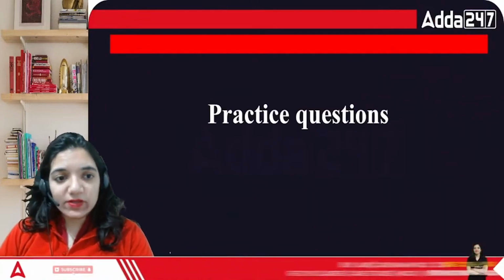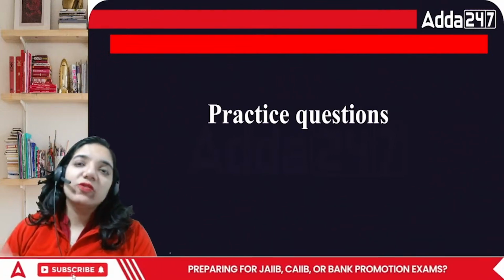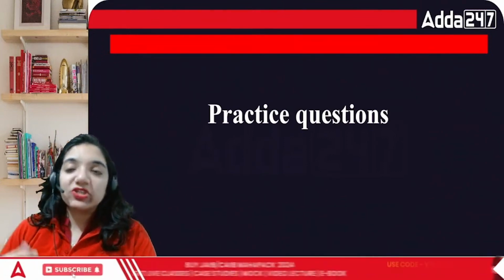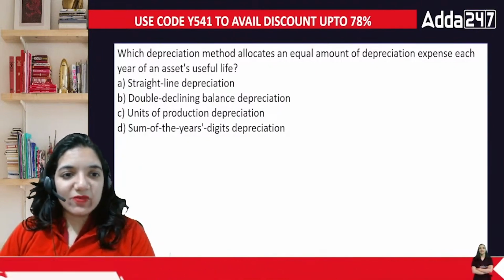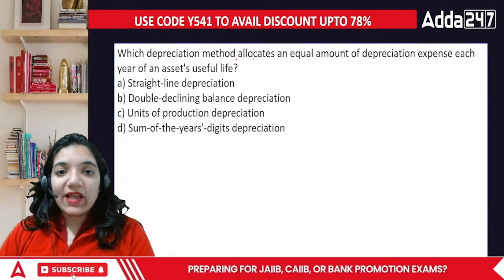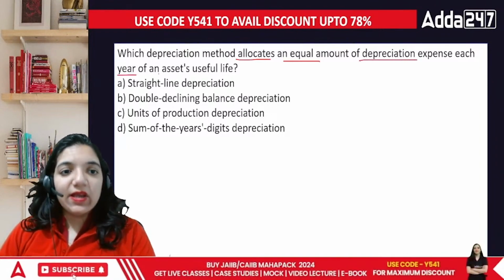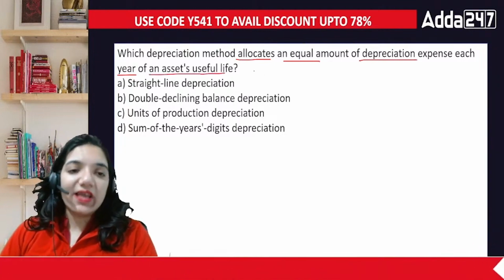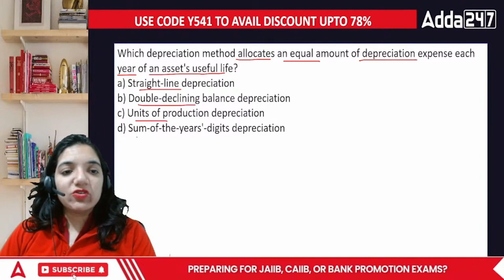Today we are going on with the next level of questions, right? So we have started with the series, which is a mix of multiple questions. So here comes the first question, everyone. Which depreciation method allocates an equal amount of depreciation expense each year of an asset's useful life? SLM, double declining, units of production, or sum of years digit?